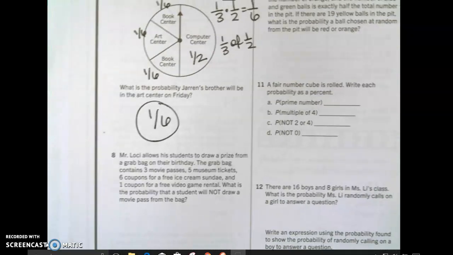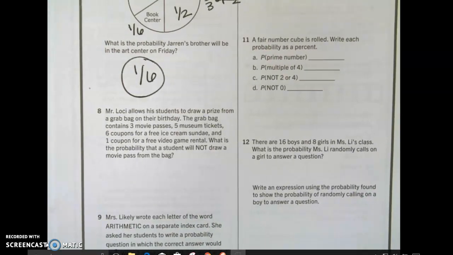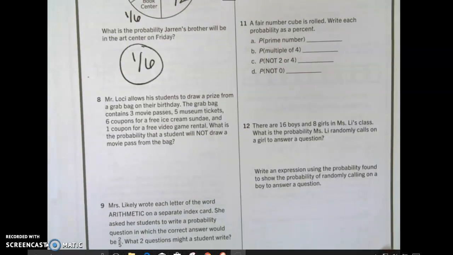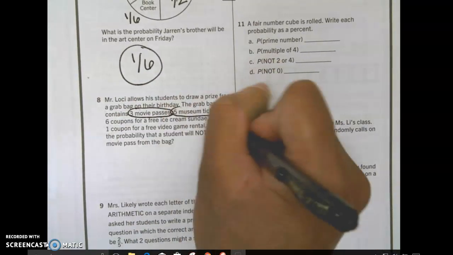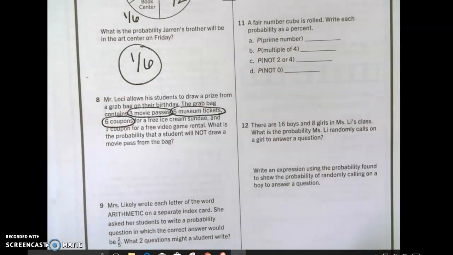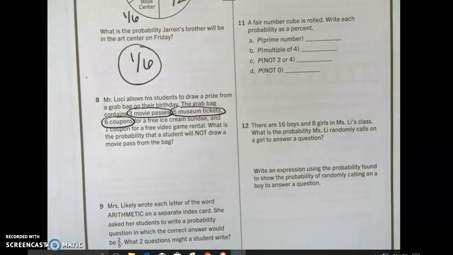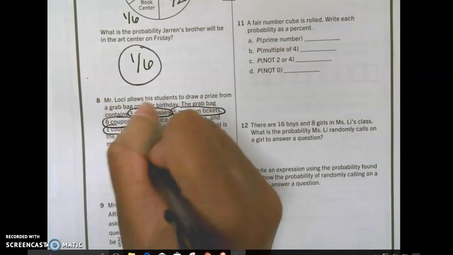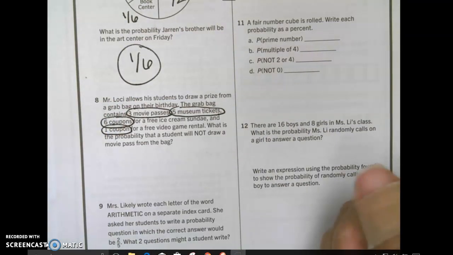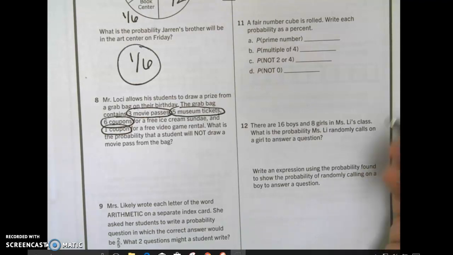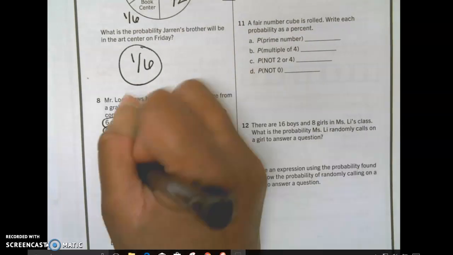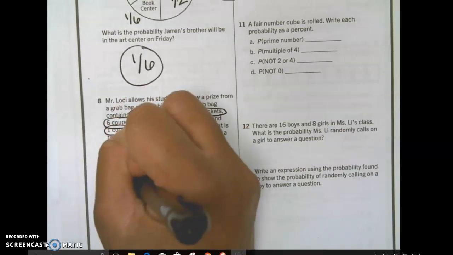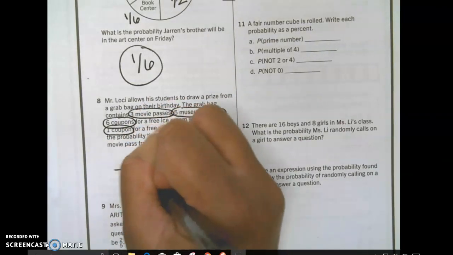Okay. Mr. Losi allows his students to draw a prize from a grab bag on their birthday. The grab bag contains 3 movie passes, 5 museum tickets, 6 coupons for free ice cream sundae and 1 coupon for free video game rental. How many prizes does he have to choose from? 15. 8 plus 7 is 15 prizes. Where does the 15 go? It's the total and it goes where? Good. The denominator.